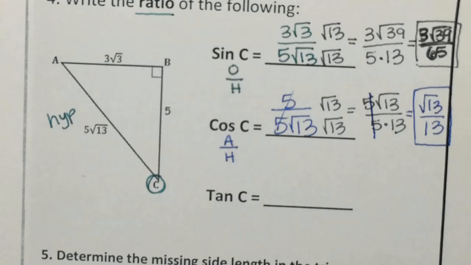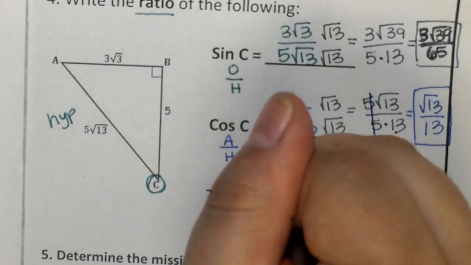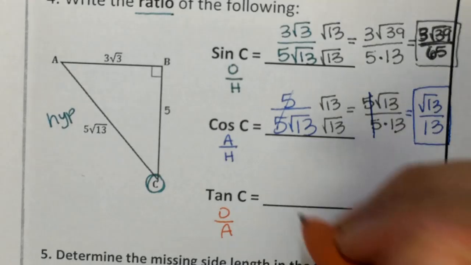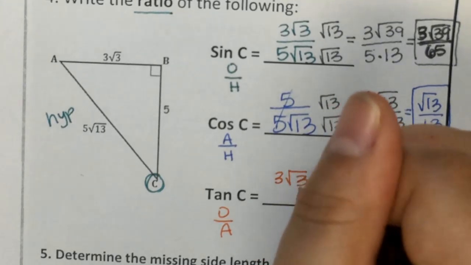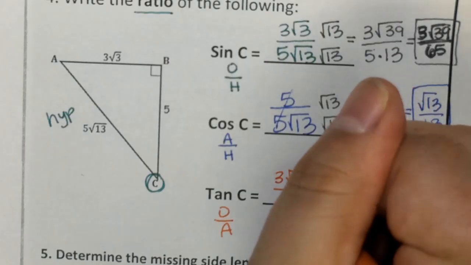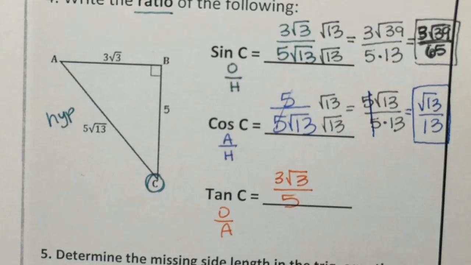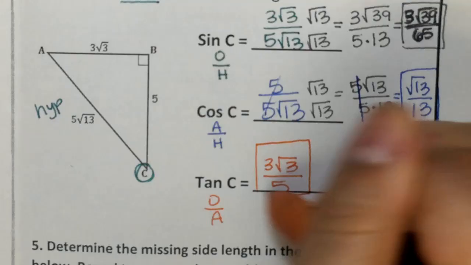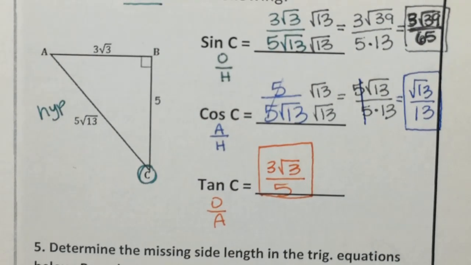Last one is tan. What's the acronym for tan? TOA. What is opposite of C? What is adjacent to C? Is that acceptable? Can it reduce? Is there a radical in the bottom? We're good.